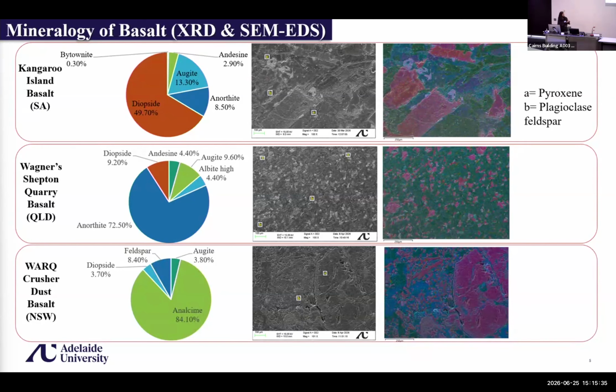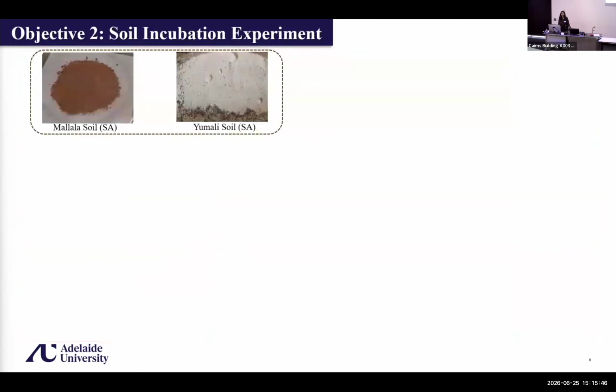From here on in the slides, I'll be addressing the basalts by the name of the place they were sourced from: South Australia, Queensland, and New South Wales. For objective 2, the soil incubation experiment, I used two different types of acidic soils. The first one is the Malala soil. Both soils are from South Australia. The Malala soil is a sandy loam soil, and the Umali soil is a sandy soil.